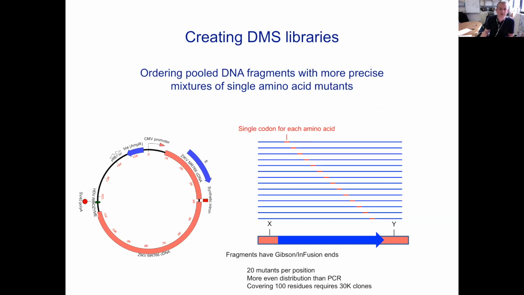Maybe the state of the art way of doing this now is to actually get synthetic DNA fragments where 20 different codons are present at each position. And there's a benefit there in these synthesized fragments that you have a slightly more even representation of the mutations in your given library. And it also means that you don't have to generate quite as large a library to represent every possible amino acid change.